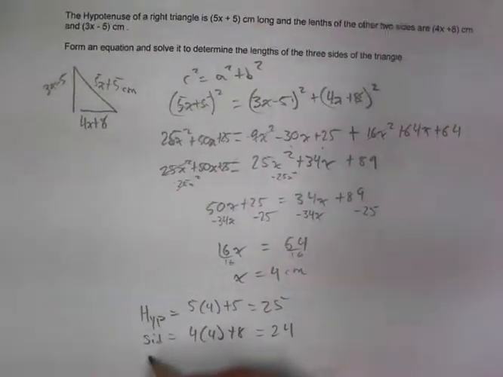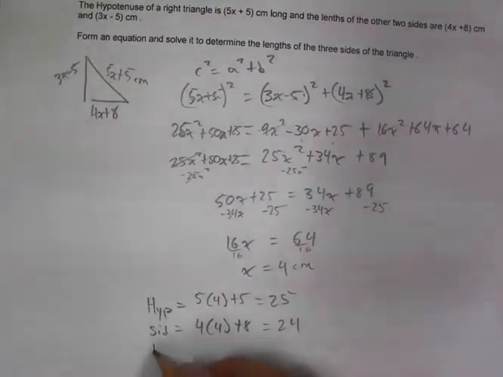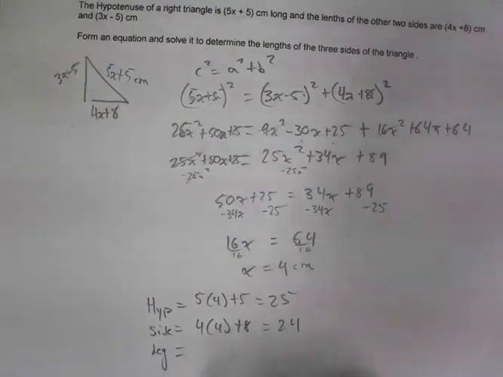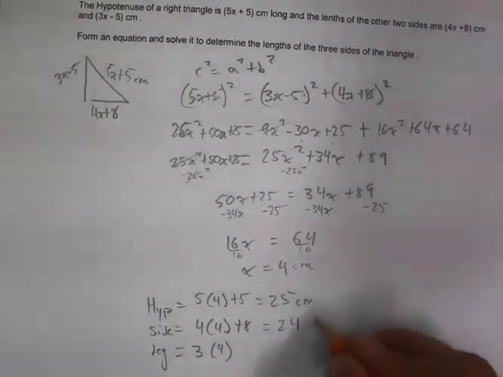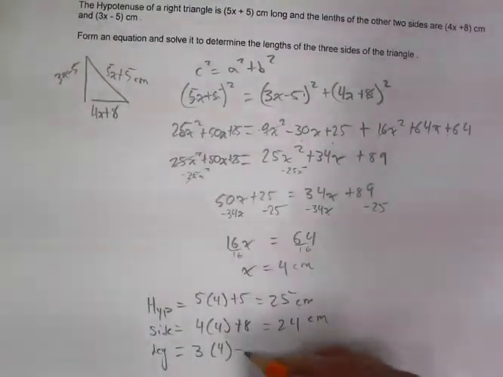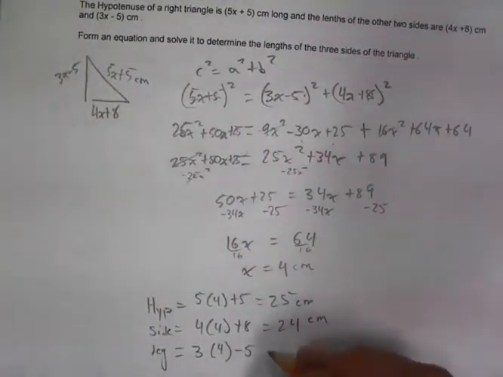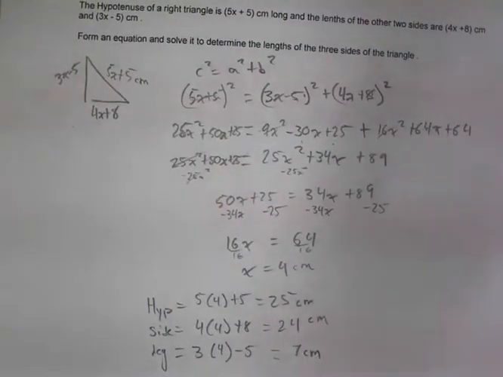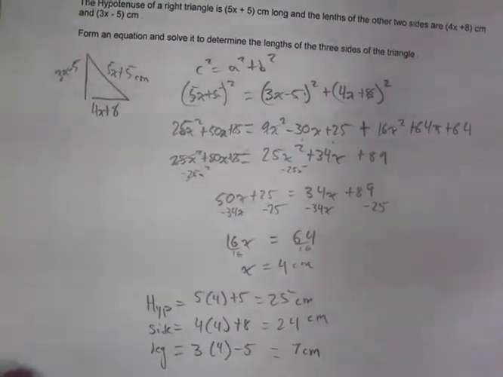And my last one is going to be my other side, or leg, is equal to 3 multiplied by 4, and then minus 5, subtract 5, which is going to end up giving me 12 subtract 5 is 7 centimeters. So those are all 3 sides, and that's how you do it.